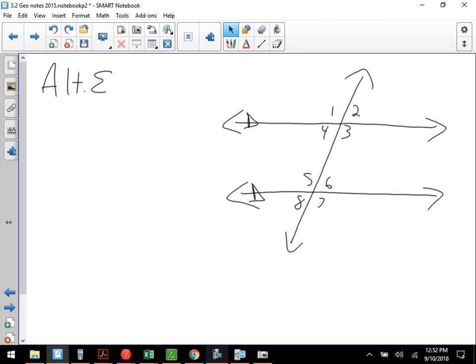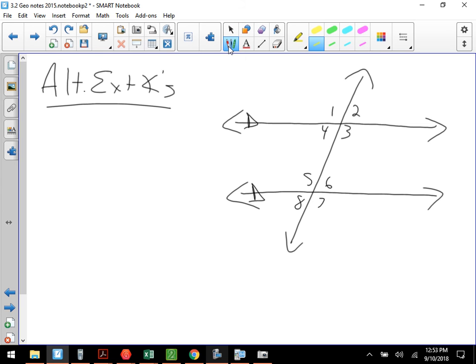Alternate exterior angles. So alternate exterior. When you say alternate, we're talking about this whole thing with that transversal. What happens is you've got two parallel lines that are cut by a transversal. When that happens, angles that are on the outside on opposite sides are also congruent.